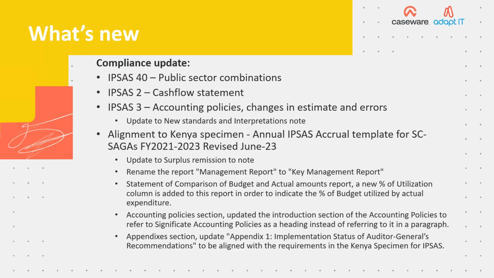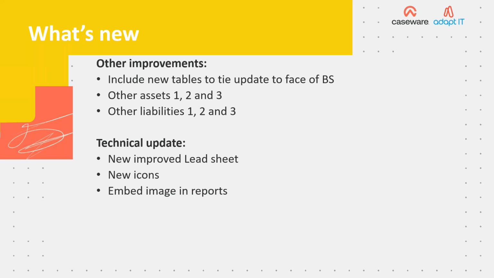Okay. Then we've made some other improvements. Maybe our existing users will understand this context. We have our other 1, 2, and 3 line items on the face of the statement of financial position or balance sheet, and those link to notes, and we just made the tables visible in those notes for the other liabilities and other assets. I think if you use those notes, you would really appreciate that change.